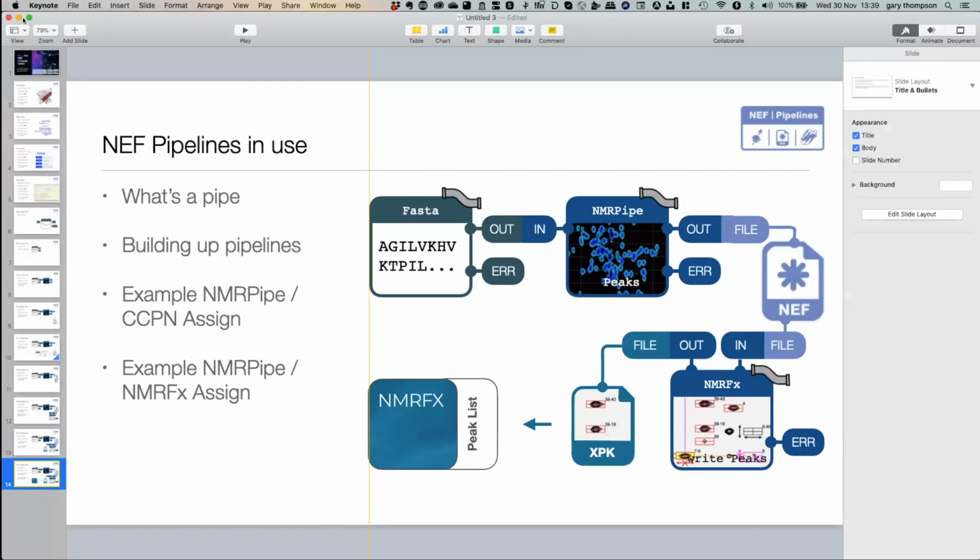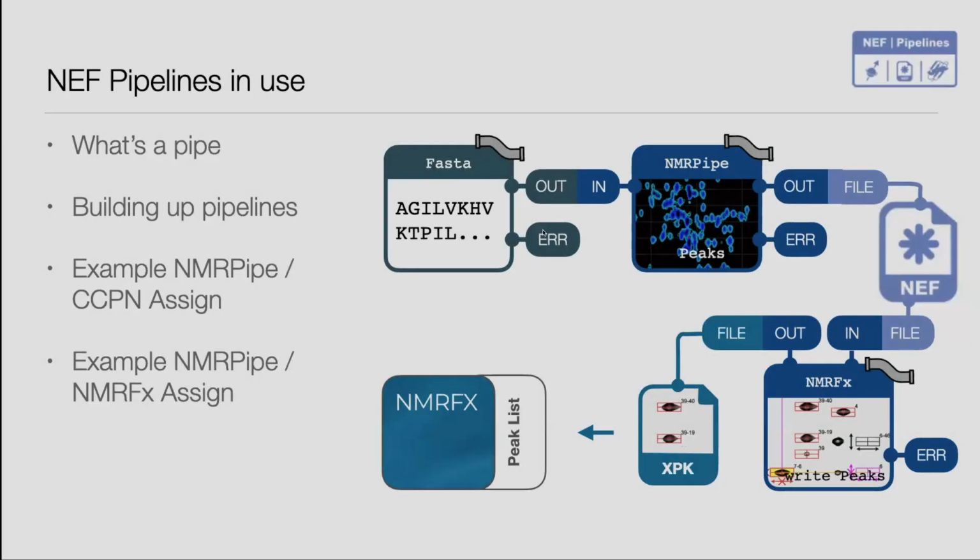Okay, so that's the simple idea of a pipeline. The whole idea is that you collect the output of one command as the input of another command, and then if you need to write it into a file, we could actually eliminate this file here. We could take the output of the pipe peak writer and put it into the NMR-FX peak output directly.